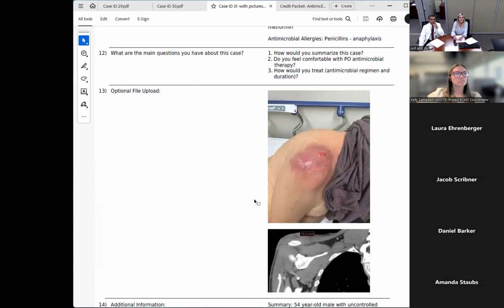Thanks. So this is a picture of the patient's shoulder, the draining abscess that was present when he presented. And then a picture from his CT scanner coronal view that shows the abscess there overlying the AC joint. So pretty impressive imaging and physical exam findings. Go back up.